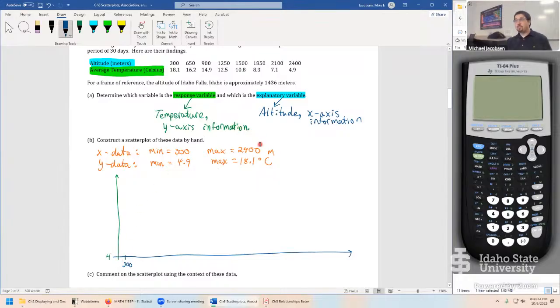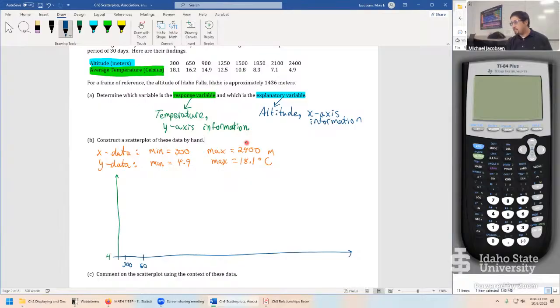You have to go up to a maximum of 2,400. So we probably don't want to count by hundreds. This problem will end very quickly if we did that. Let's count by either 200s or maybe even 300s on this one. I'll leave it up to you. I'll go by 300s on this.